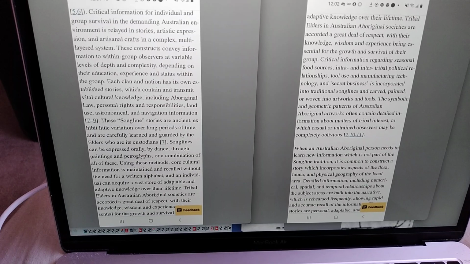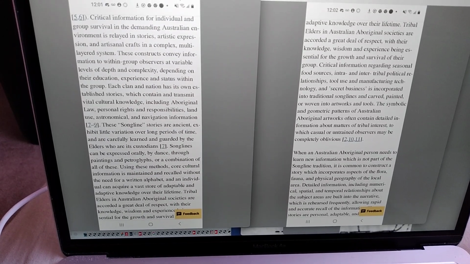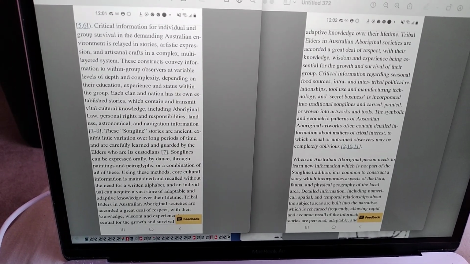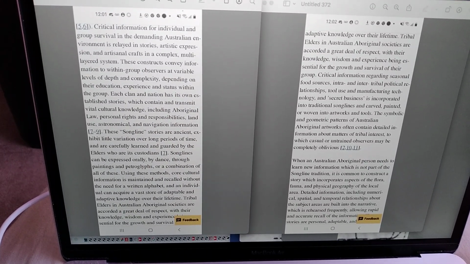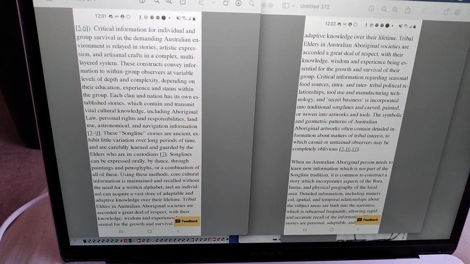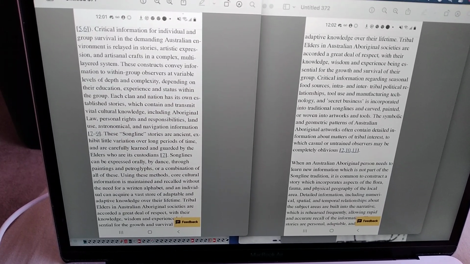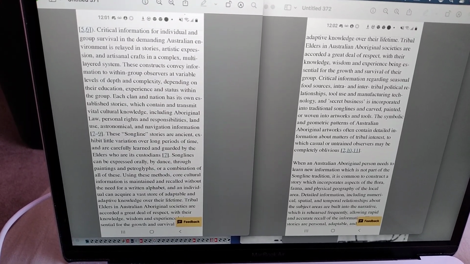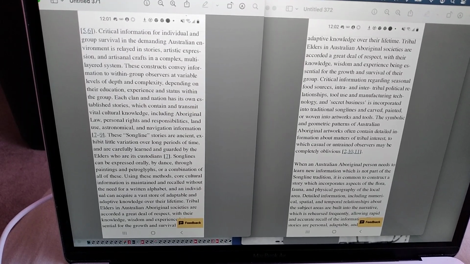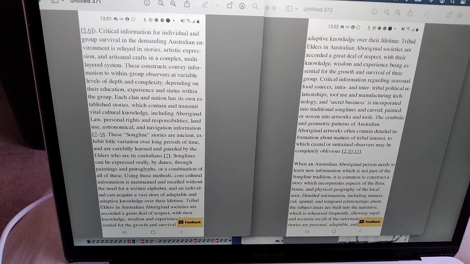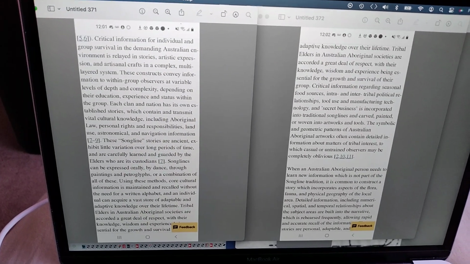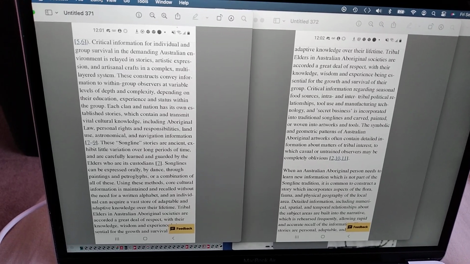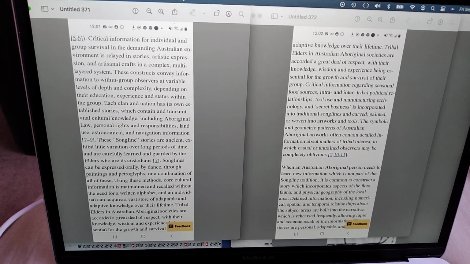Songlines can be expressed orally, by dance, through paintings and petroglyphs, or a combination of all of these. So basically petroglyphs, like the cave paintings which stretch back 45,000 years ago in Sulawesi nearby, with very little change over time. They're basically all conveying advanced, complex knowledge that is largely geographical, that modern people just don't know the code to understand, so they just see it as primitive imagination.